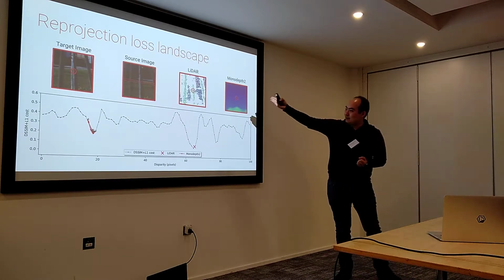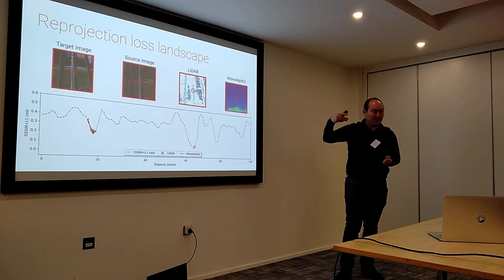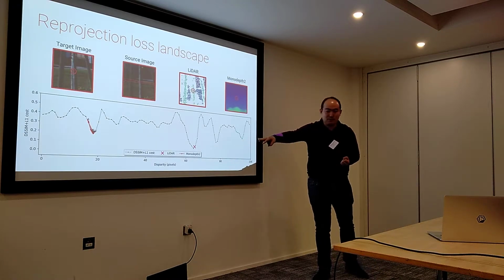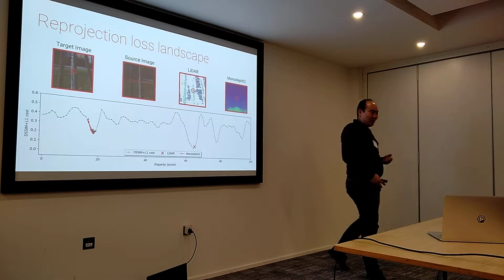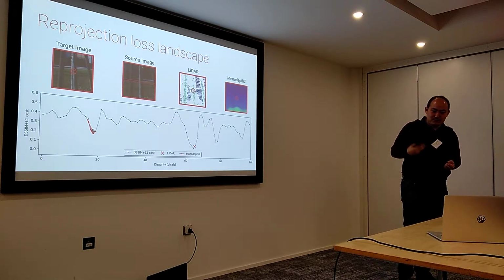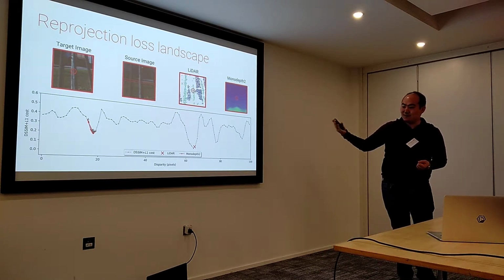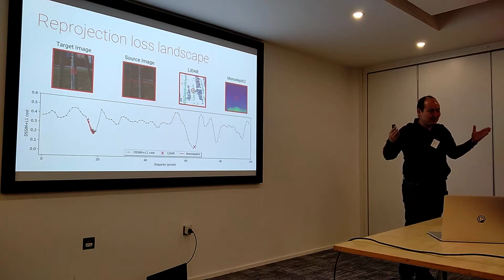And if you look at the LiDAR information that is available for the dataset, and you look at where it is on this reprojection loss, it's actually here. And so it means that the problem is not really the reprojection loss. The problem is the optimization of the network, it's not getting to the correct local minimum.